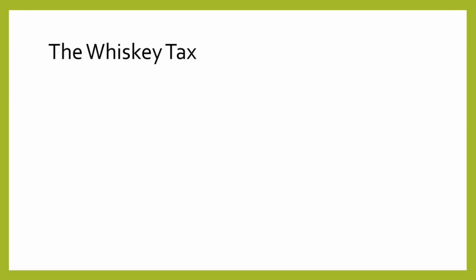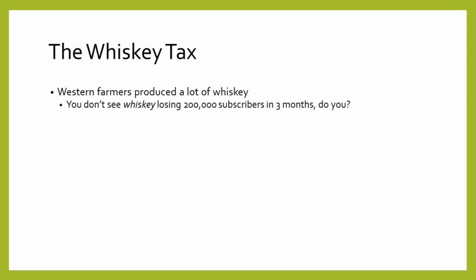Poor farmers in the western part of the country generally grew grains, and at the end of the harvest, they converted their excess into whiskey because, well, you gotta have something to do when there's no Netflix. And also, whiskey is significantly easier to store, trade, and transport than a bunch of loose corn would be.